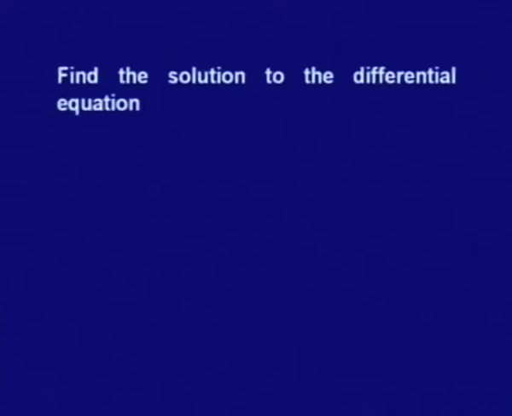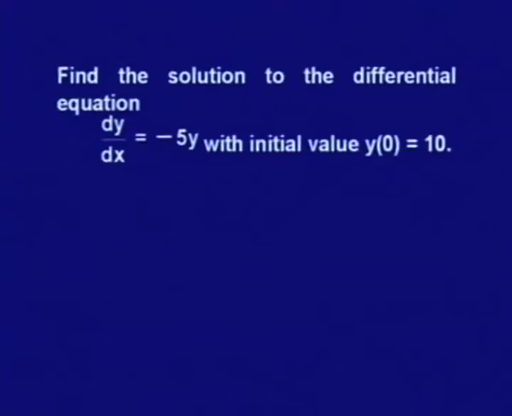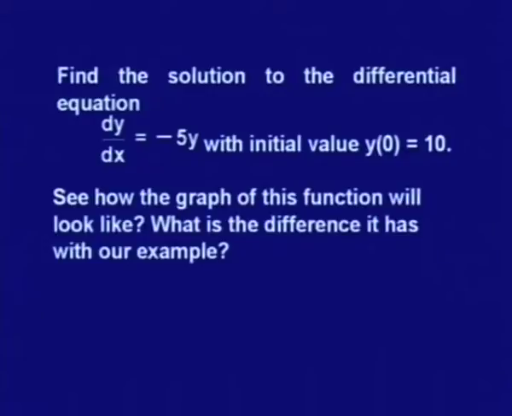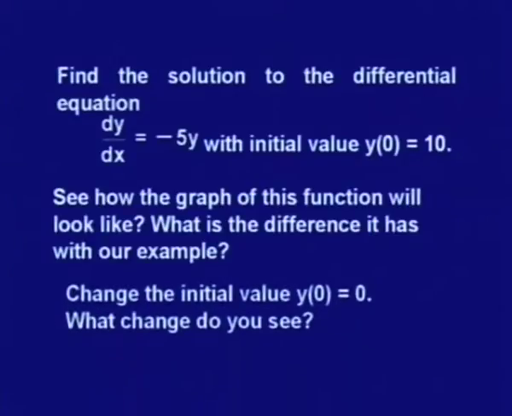So, now I give you some questions to think about. Find the solution to the differential equation dy over dx is equal to minus 5y. Use the initial condition that at 0 the function is starting with 10. See how the graph of this function will look and what difference it has with our example just now. Moreover, you can experiment a little bit more. If you change the initial value to 0, that is the function is starting at 0, find out what you are getting. Does it drastically change your solution? Think about it and then see.